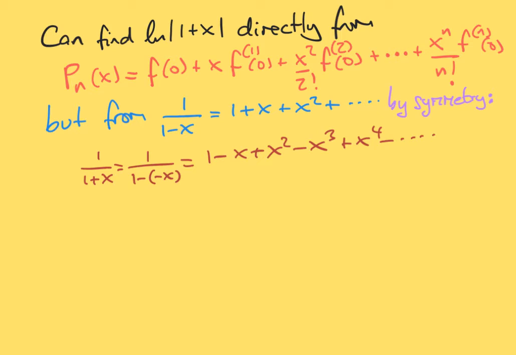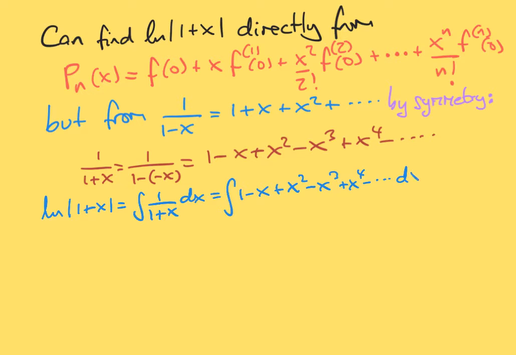So now, we know if we differentiate the logarithm of mod of 1 plus x, we're going to get 1 over 1 plus x. Or to put it differently, if we integrate this, we will obtain the logarithm of the modulus of 1 plus x. So what we're saying is that the logarithm of the modulus of 1 plus x is the integral of 1 over 1 plus x with respect to x. So it's therefore the integral of 1 minus x plus x squared minus x cubed plus x to the fourth, etc. with respect to x.